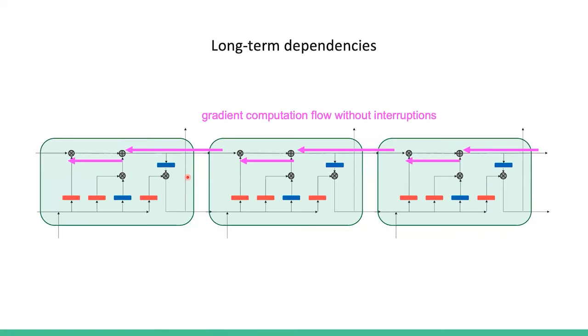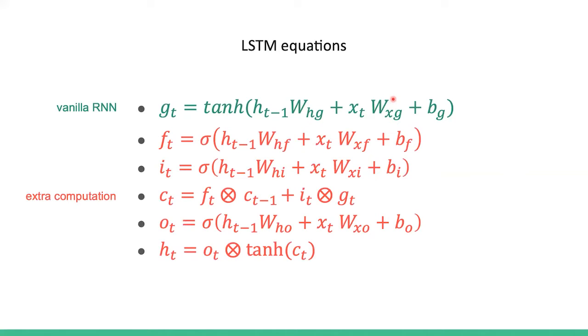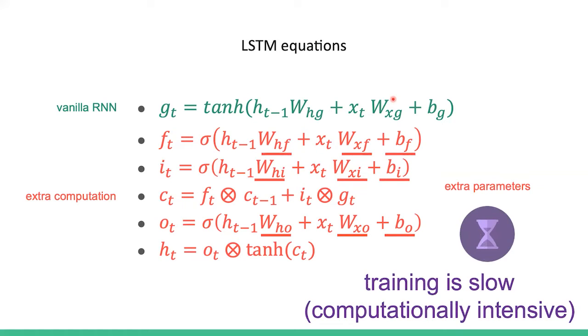This, in practice, on the one end, allows the gradient computation to flow without interruptions from arbitrary points in time backwards, but also makes the computations more heavy. When we look at the long short-term memory equations, we have this first line that is the same as in the case of vanilla recurrent neural networks. But then we add all of these extra equations, all of this extra computation, with also a lot of extra parameters to be trained on the input data. So we are adding a lot of complexity to our system. And in the end, training is much slower. When we train a long short-term memory network compared to a recurrent neural network, the training is more computationally intensive.